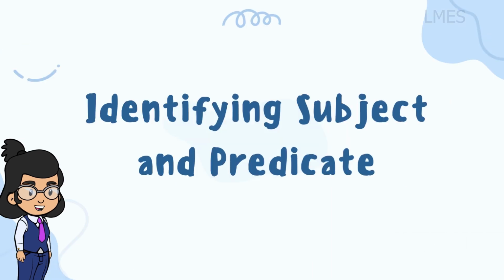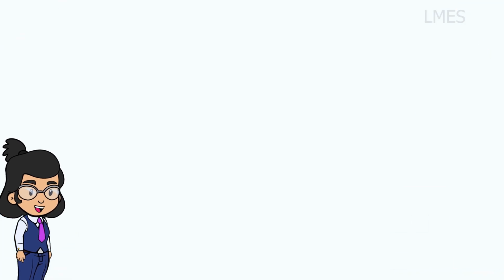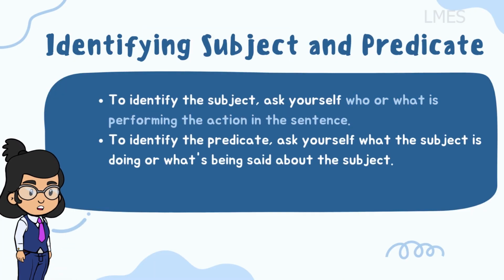Now that we've covered the basics of subject and predicate, let's talk about how to identify them in a sentence. To identify the subject, ask yourself who or what is performing the action in the sentence. To identify the predicate, ask yourself what the subject is doing or what's being said about the subject.